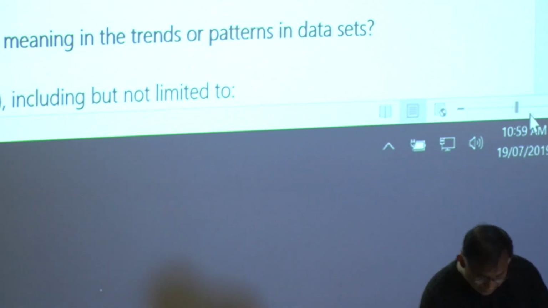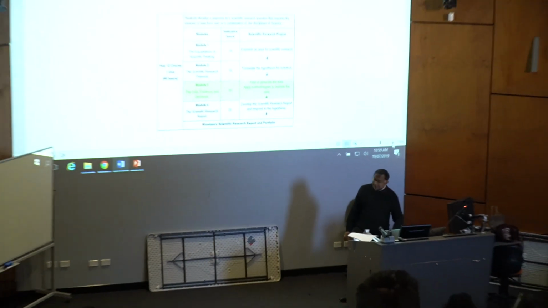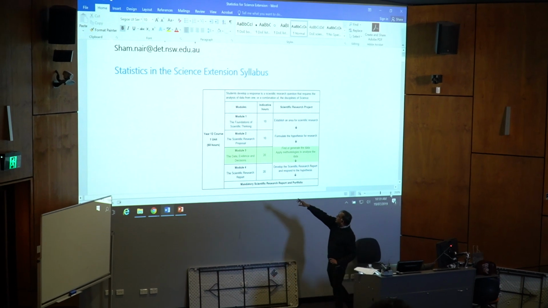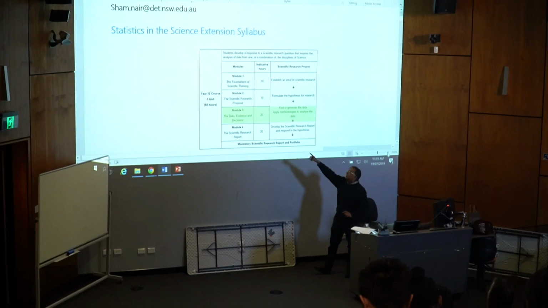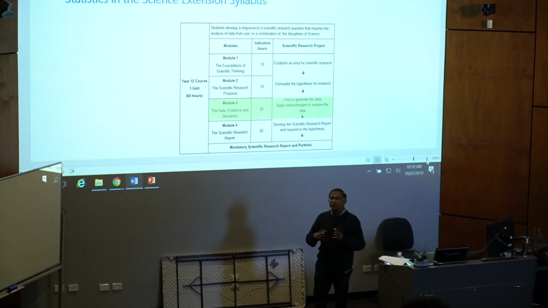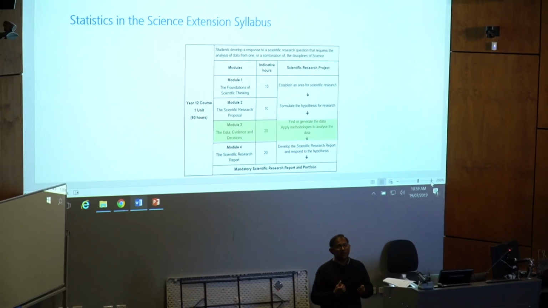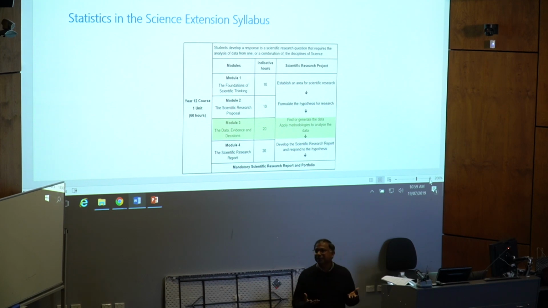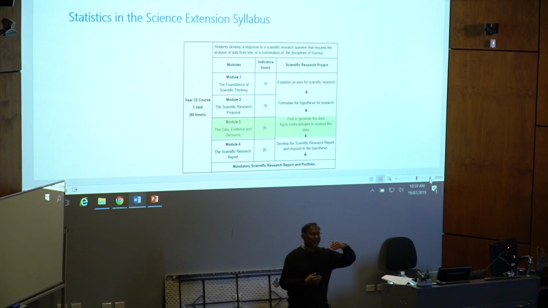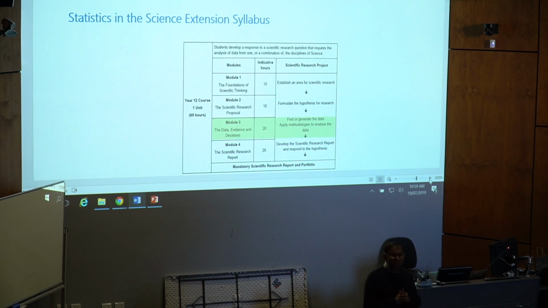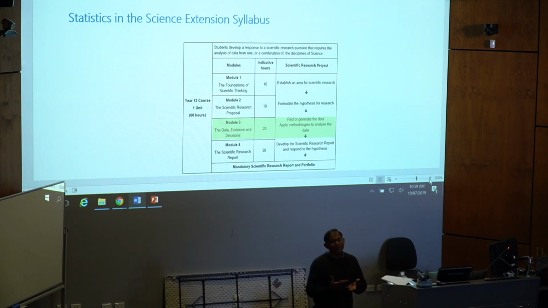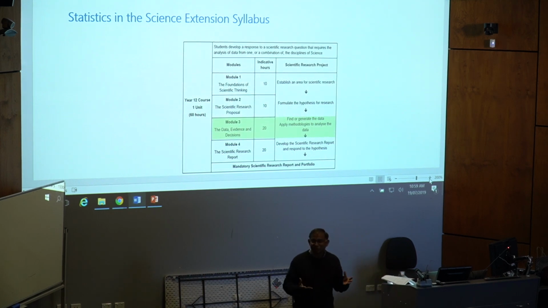So has everyone got a copy of the handout? Okay, I'm essentially going to go through that handout, or at least most of it. The statistics part appears in Module 3, and the expectation is that when you're doing this in class you'll be working with some data, in addition to what you might be producing in your research projects, and that you'll also be analyzing that data with some software.